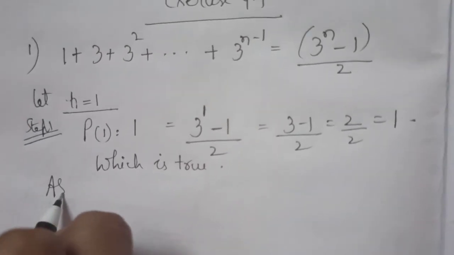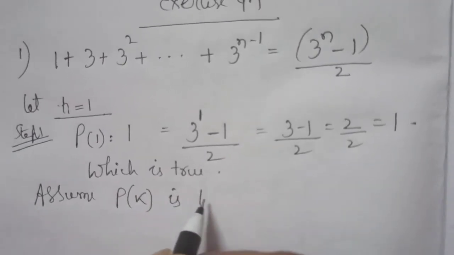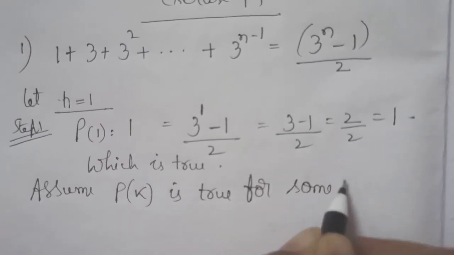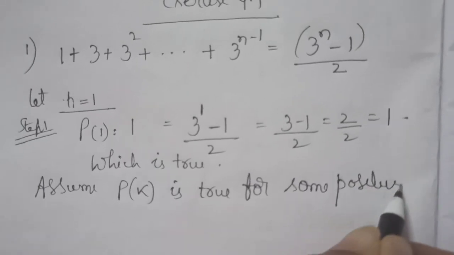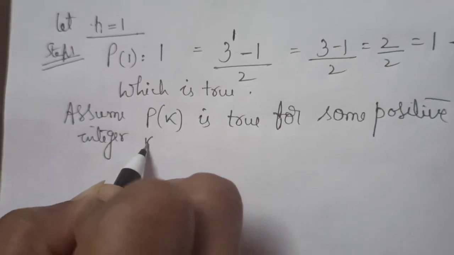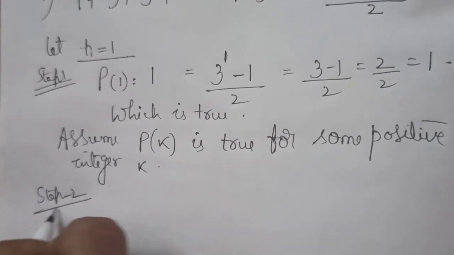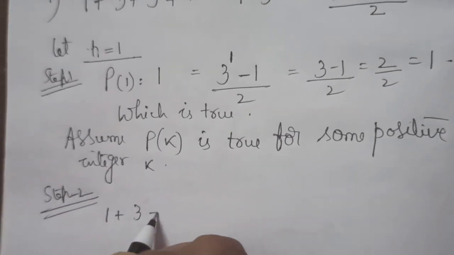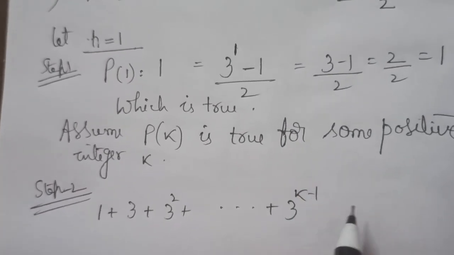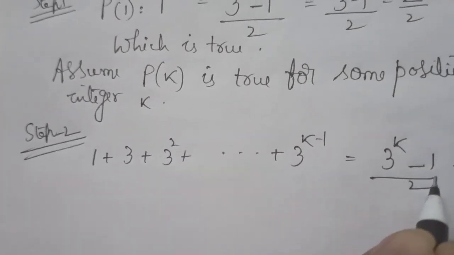Now assume P(k) is true for some positive integer k. That is, in place of n you are writing k. That is your step 2. Your step 2 becomes 1 + 3 + 3² + ... + 3^(k−1), which is equal to (3^k − 1)/2. Okay.